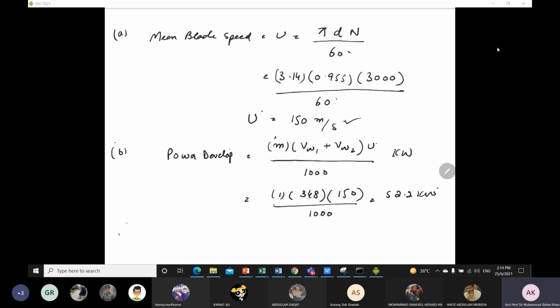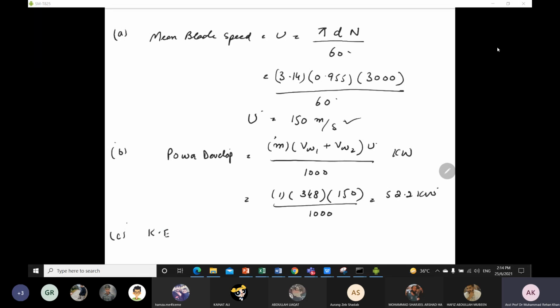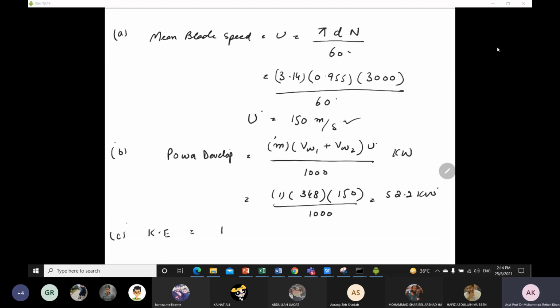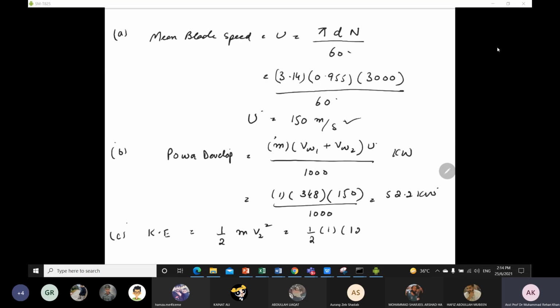Now coming towards the kinetic energy, that is part C, where we have to find the kinetic energy of steam leaving the stage. Steam leaving the stage means we are interested in the absolute velocity at the outlet. For example, if it is mentioned that you have to find the kinetic energy of steam entering the stage, then you are interested in V1, the absolute velocity V1. In this case we simply use half m V squared, where m is basically 1, so 1 by 2 times 1 times V squared, and the V value is mentioned in the question.